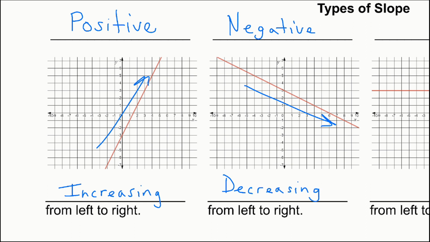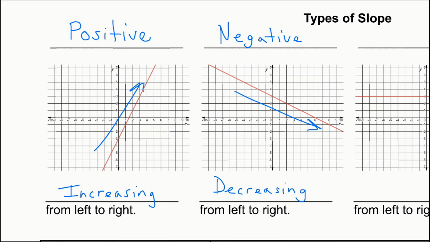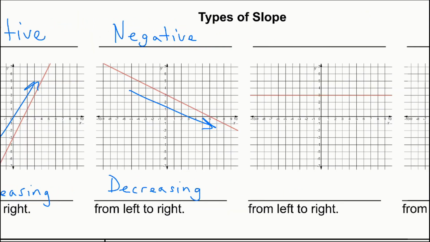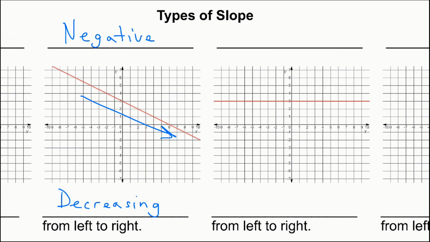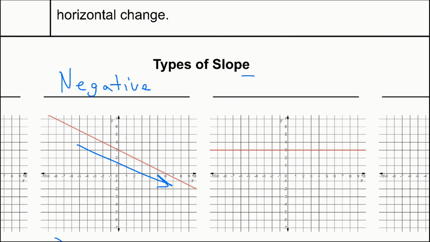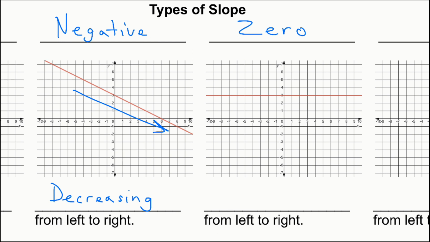from left to right. The other two types of slope are a little bit weird. We have this flat line right here. It's not increasing or decreasing. We're going to say that this has a zero slope. It's constant from left to right. It just stays. It doesn't go up, doesn't go down. It's not positive. It's not negative. It's flat. It's just zero, constant.